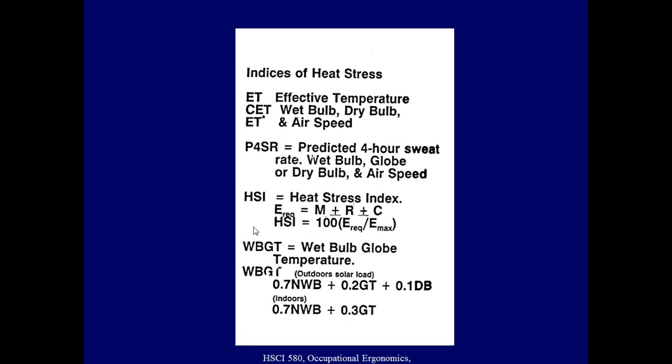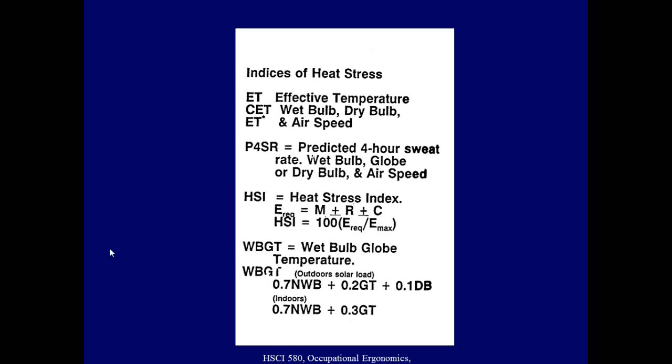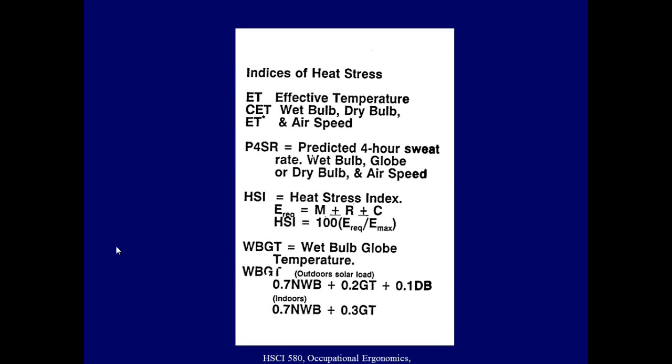Heat stress index, this is evaporation required to balance the metabolism, radiation, and convection. The index itself is 100 times the evaporation required divided by the maximum evaporative capacity in the environment. So multiplying this product, anything over 100 is a heat gain, anything under 100 is a heat loss. Most of you will see the wet bulb globe temperature if you're measuring things in the environment.